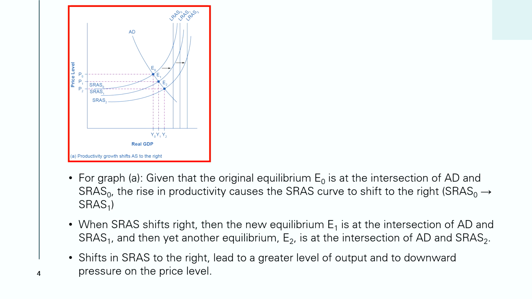Each rightward shift creates a new equilibrium where output is higher and the price level is lower. This pattern shows that productivity growth tends to increase real GDP while reducing inflationary pressure. It's the most important long-run driver of economic improvement because it enables higher living standards without causing higher prices.